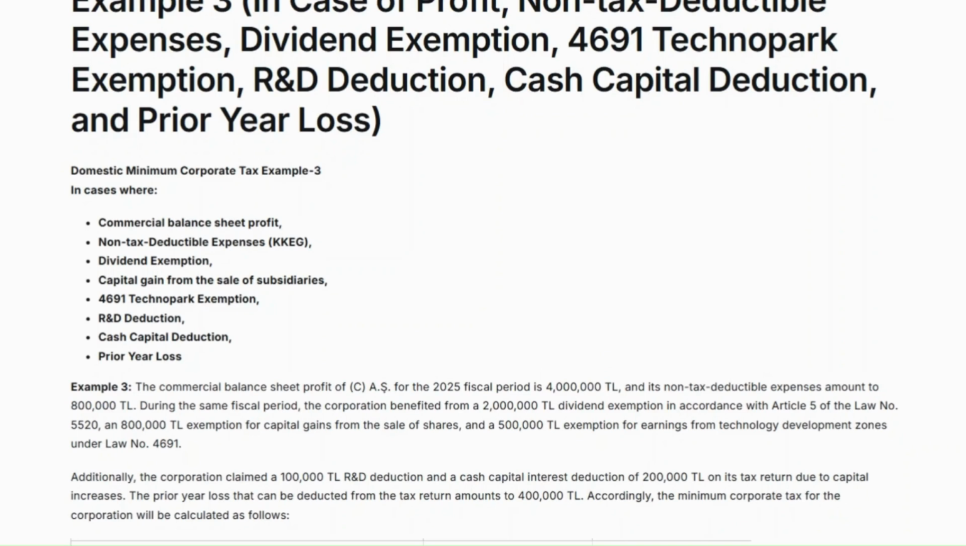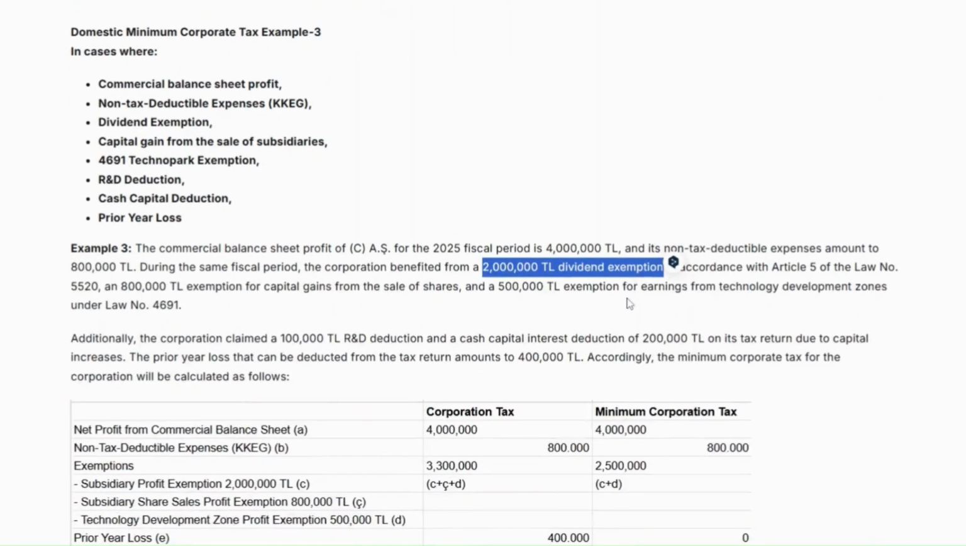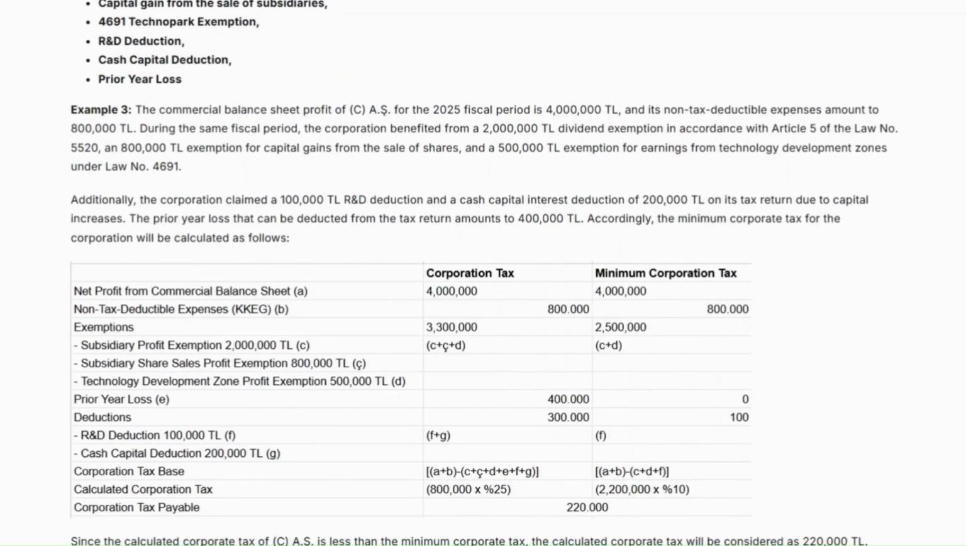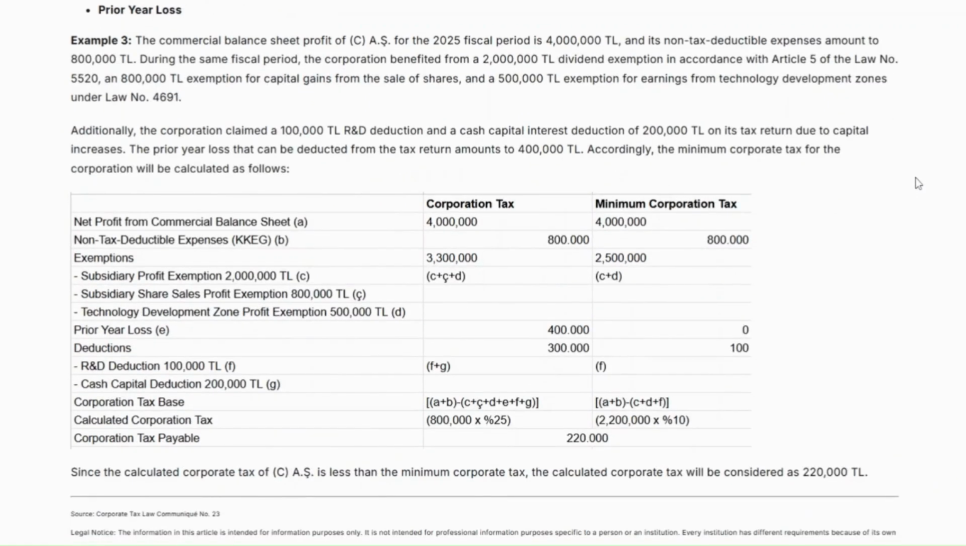During the same fiscal period, the corporation benefits from various exemptions and deductions, which are as follows. A dividend exemption of 2 million Turkish lira as per Article 5 of Law number 5520, and an 800,000 Turkish lira exemption for capital gains from the sale of shares, a 500,000 Turkish lira exemption for earnings from technology development zones, and 100,000 Turkish lira for the R&D deduction. Accordingly, the minimum corporate tax for the corporation will be calculated as follows.